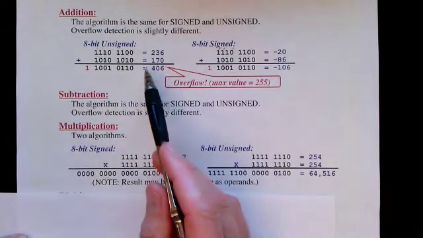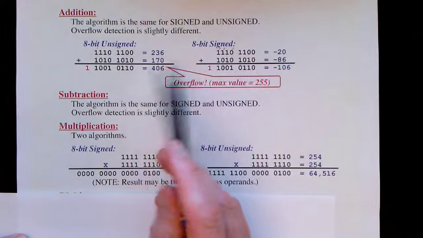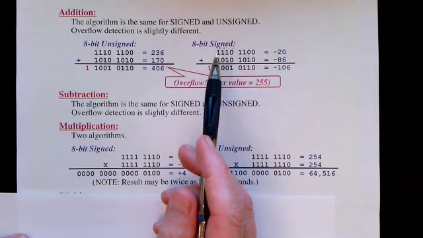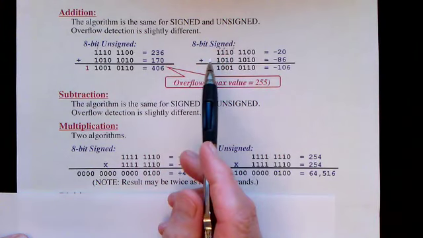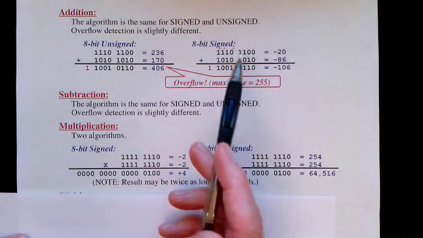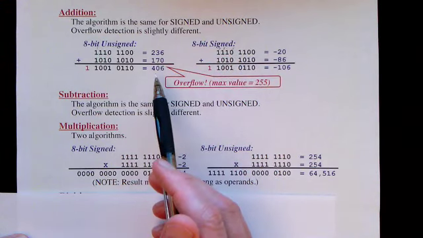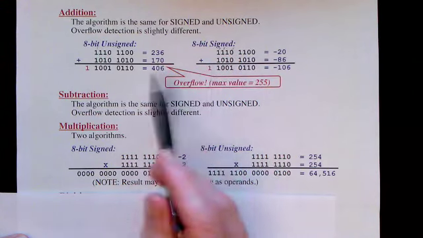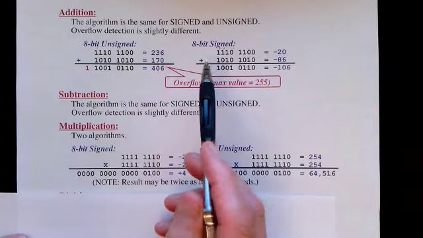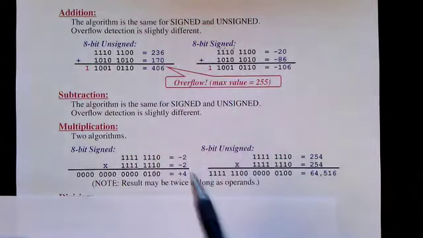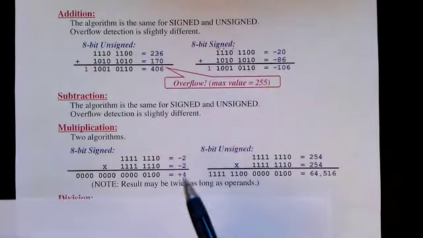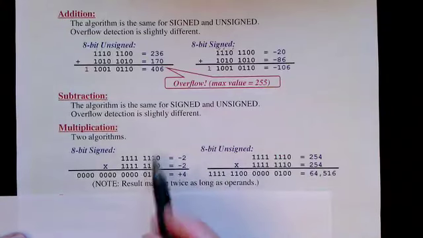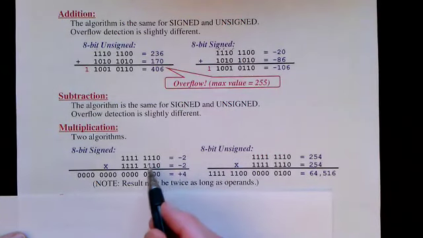By the way, in this example, I showed overflow happening here on this one, but not on the signed version. I could do a different example where overflow occurs in the signed version, but not in the unsigned version. So there can be overflow in one, but not the other, or vice versa. Okay, or both.